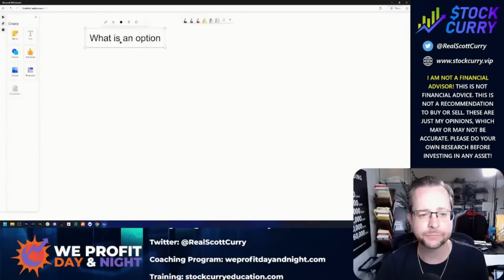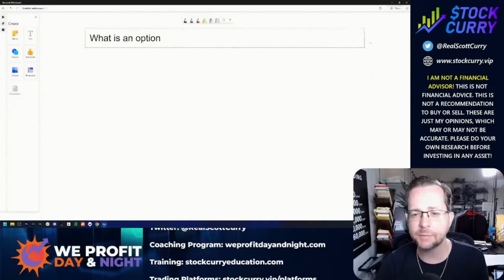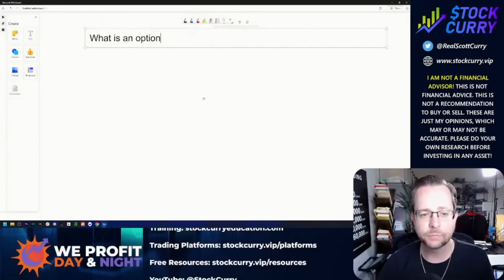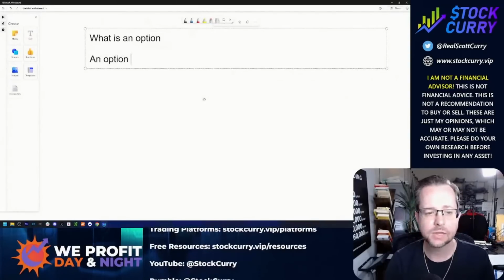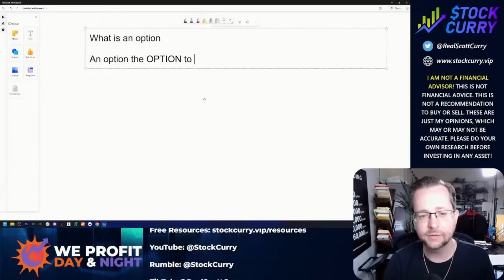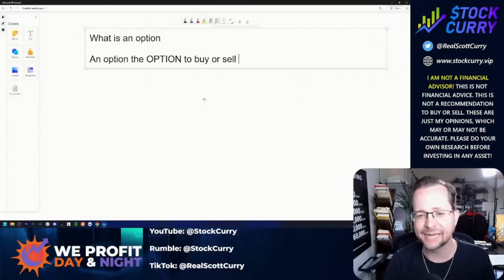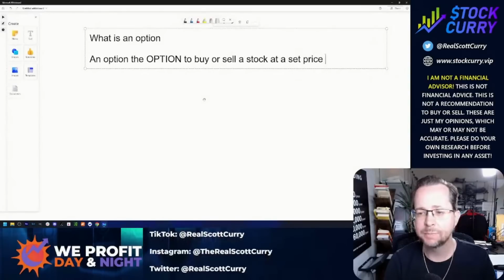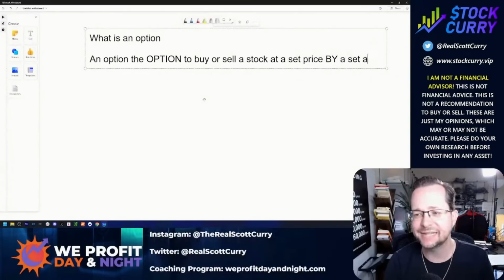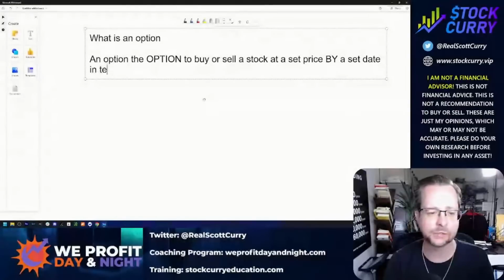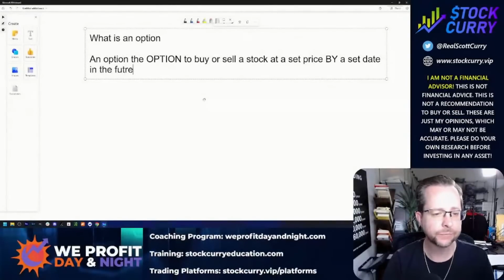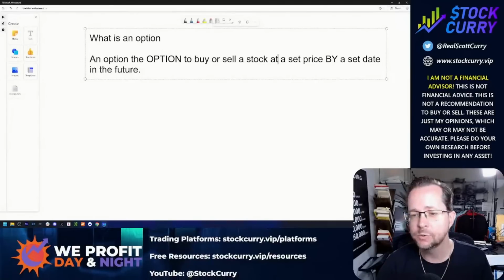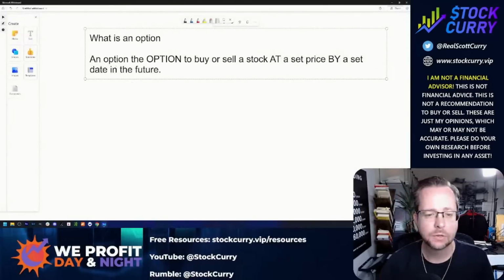What is an option? This is important because I think a lot of people don't even know the answer to this question. An option is the option to buy or sell a stock at a set price by a set date in the future. Okay? Here's why this is important to understand. All right? You have to understand this.